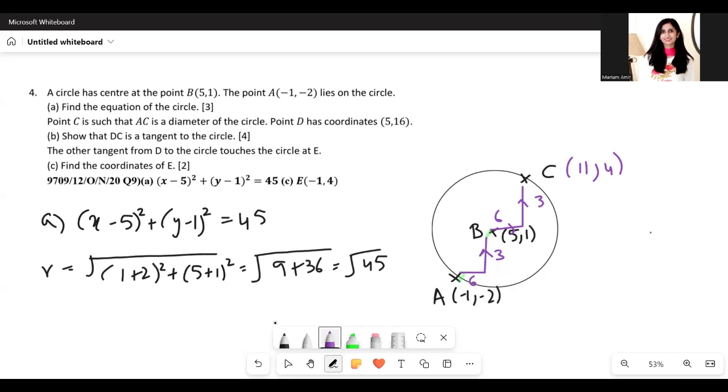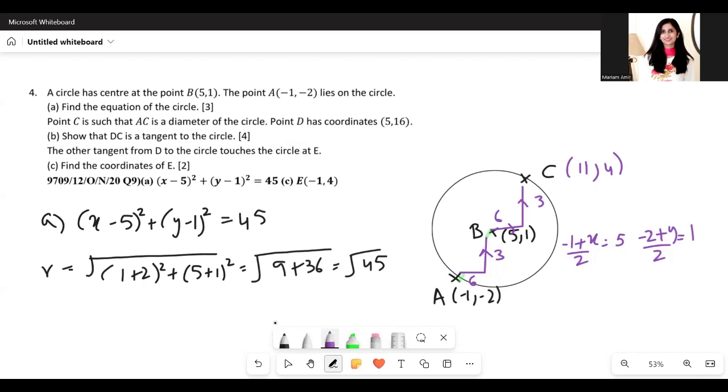You can also use the midpoint formula on C and A. So you're going to do (-1 + x) over 2, and the answer is 5, and (-2 + y) over 2, the answer should be 1. Solve these for x and y, you'll get 11 and 4 again. Okay, now we have the coordinates of C.